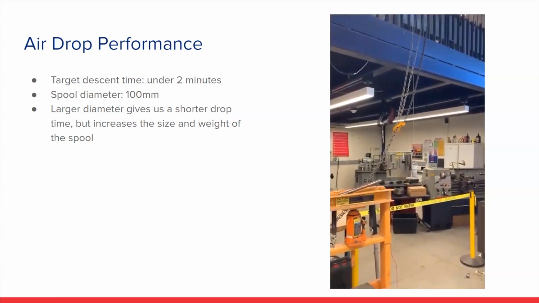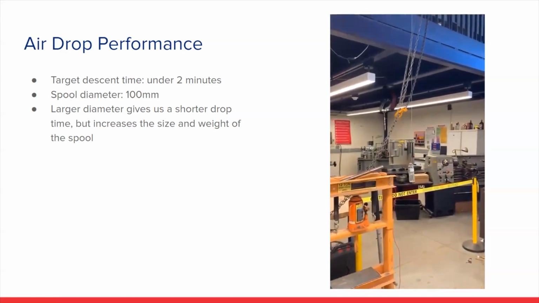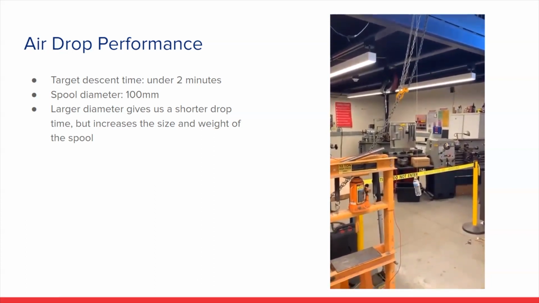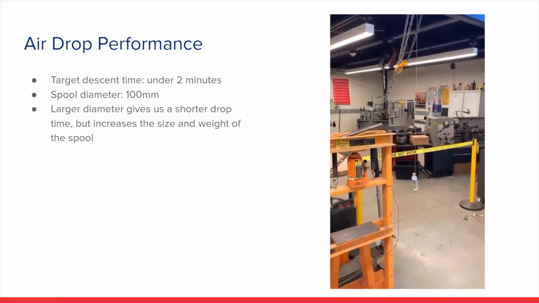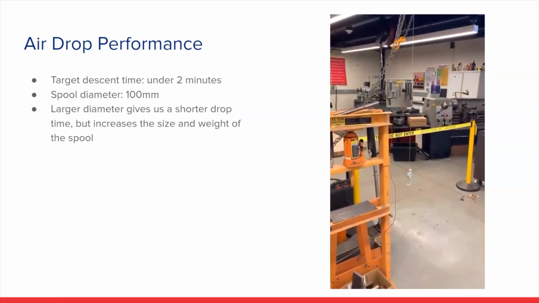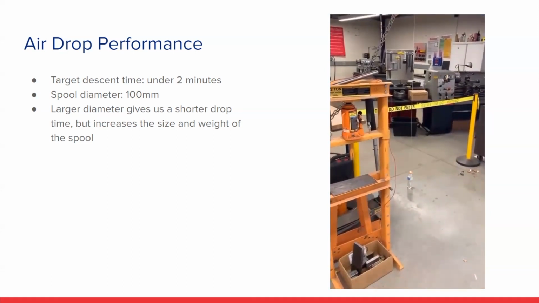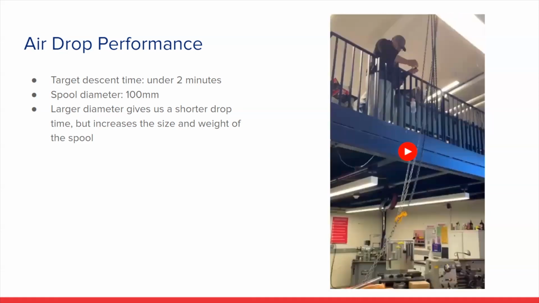So the only thing we could really think of was to increase the diameter of the spool, which allows more wire to unwind within every rotation. Now, there is a trade-off to this. Obviously, as we increase the diameter, we increase the size that the spool itself takes up, which in and of itself increases the weight of the spool as we are 3D printing this. But given the fact we at 100 millimeters, we decided that was the most optimal size for the diameter of the spool, as we were able to get the descent time under 2 minutes.